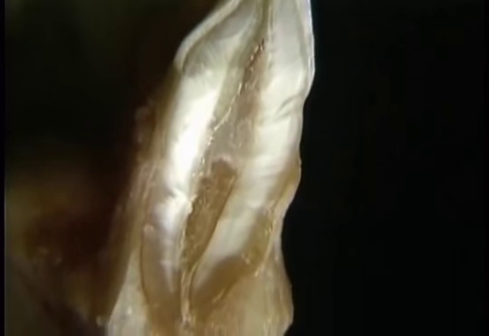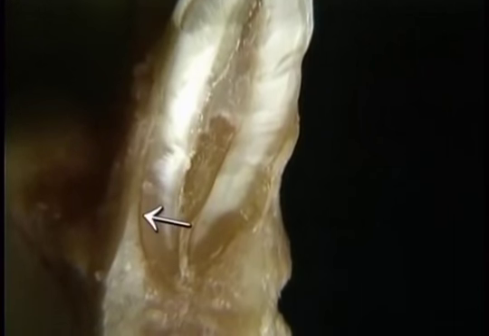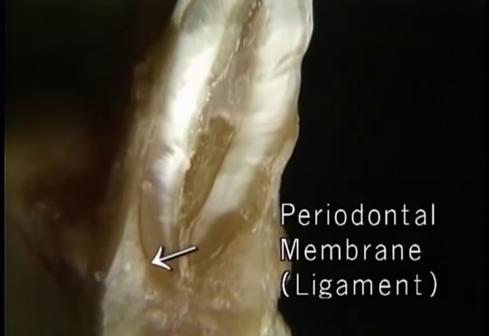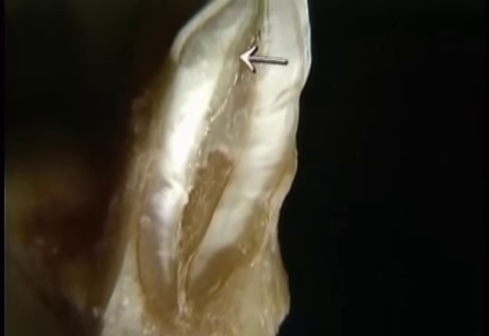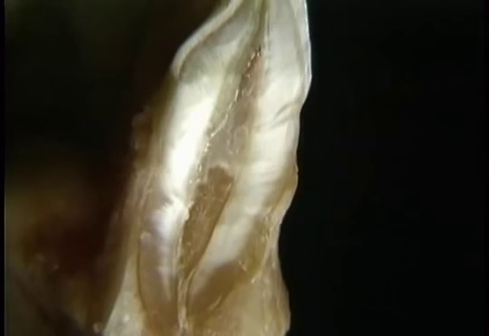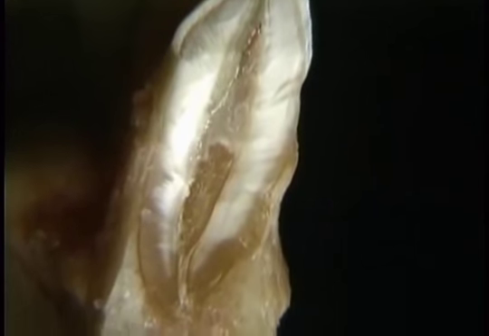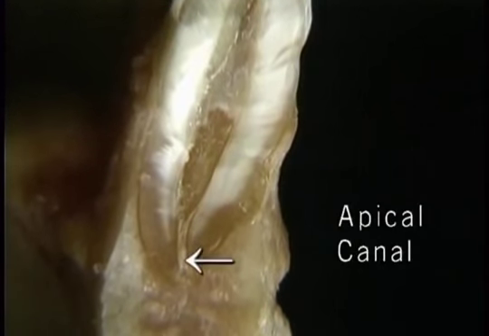The tooth is fixed to the surrounding bone by a layer of specialized periosteum, the periodontal membrane or ligament. The space within the tooth is the pulp cavity. The pulp of the tooth contains blood vessels and nerves, which enter through the apical canal.